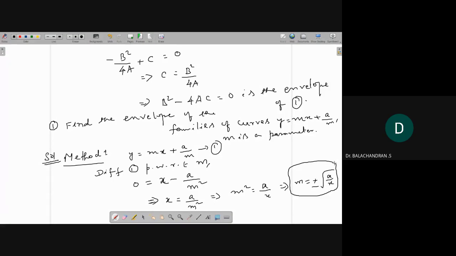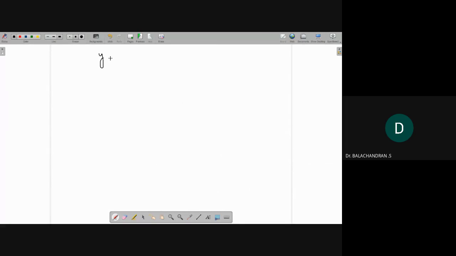So once you got the value of m, substitute the value of m in equation one here and here. So what is y? y equal to mx plus a by m. So y equal to, what is m? m equal to plus or minus root a by x, into x plus a by m. m is again plus or minus root a by x.